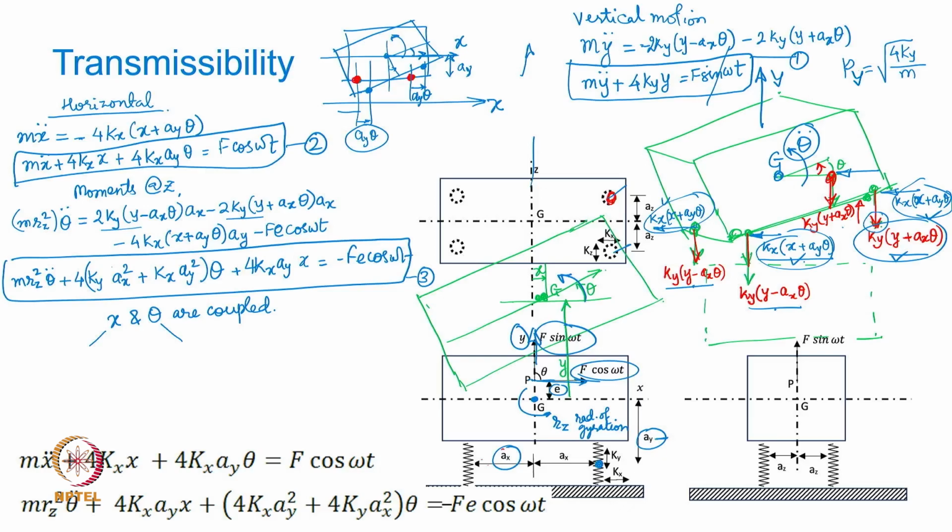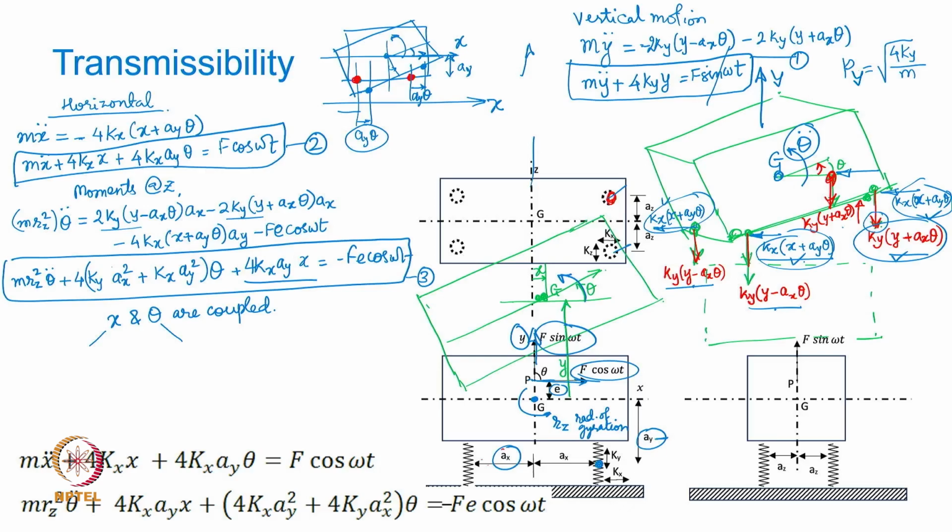So the horizontal x motion is coupled with the theta pitch motion, and the mathematical manifestation of that physical coupling is shown here: the equation of motion in x and the equation of motion in theta also have terms related to theta in the equation of x and terms related to x in the equation of theta.